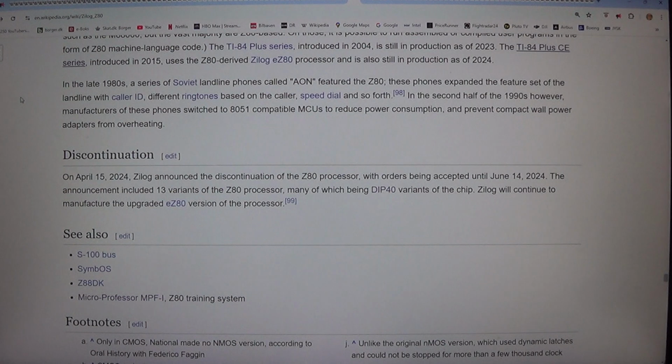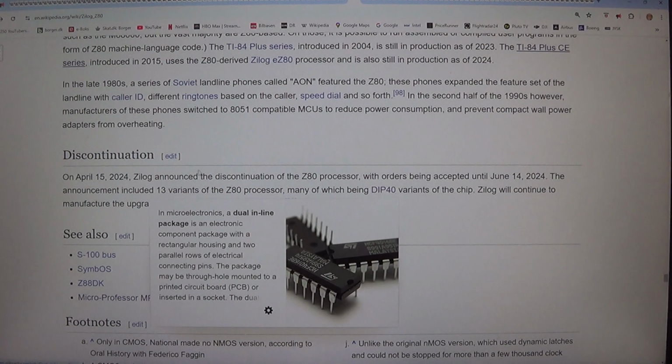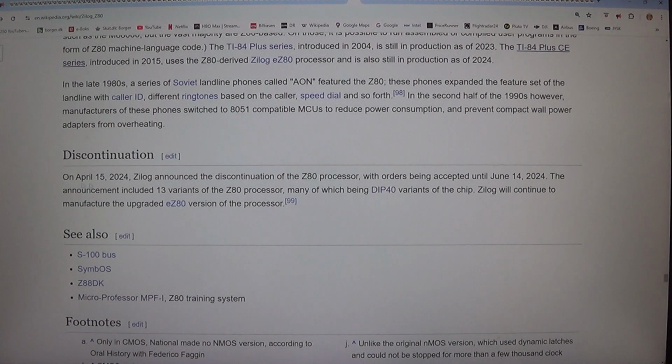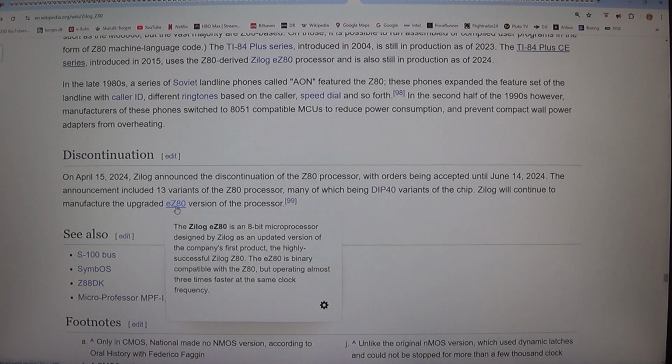Discontinuation. On the 15th of April, 2024, Zilog announced the discontinuation of the Z80 processor, with orders being accepted until the 14th of June, 2024. The announcement included 13 variants of the Z80 processor, many of which being DIP40 variants of the chip. Zilog will continue to manufacture the upgraded eZ80 version of the processor.